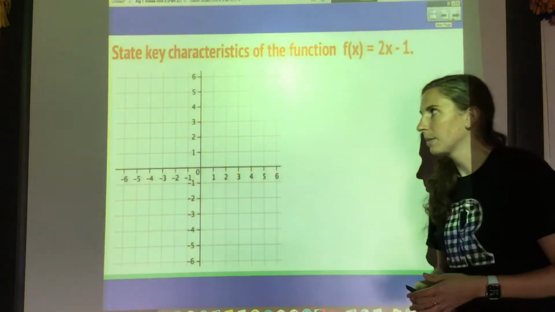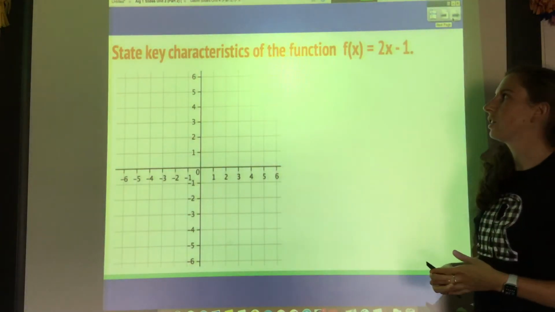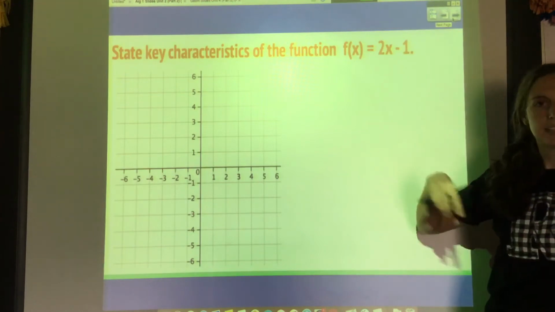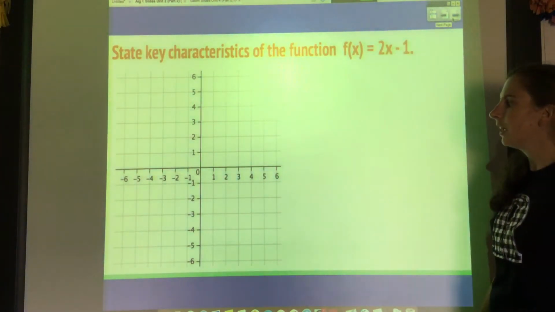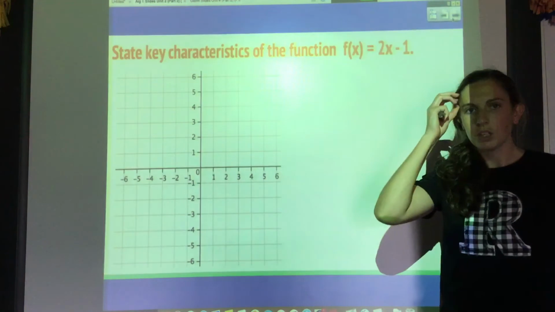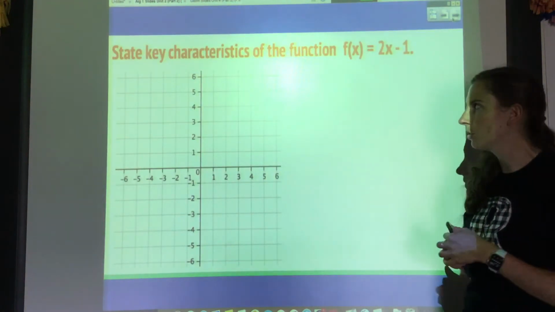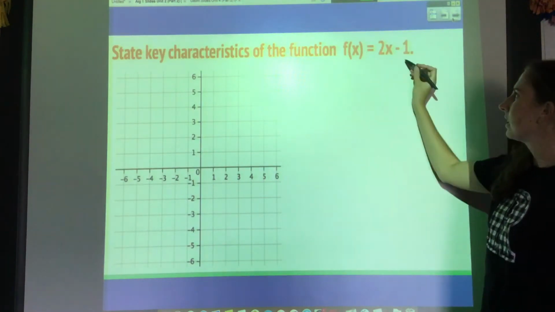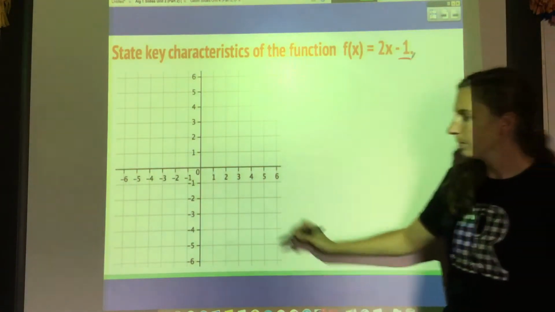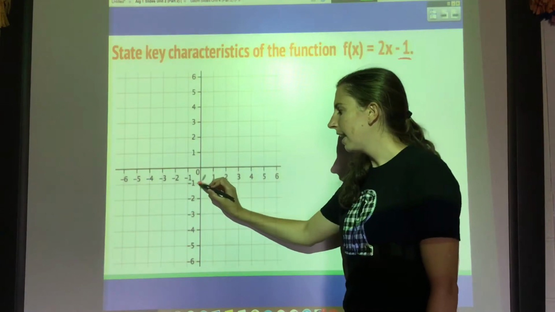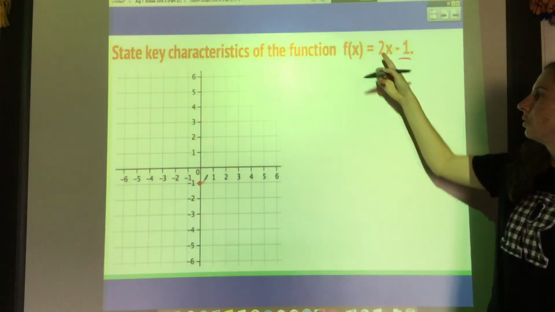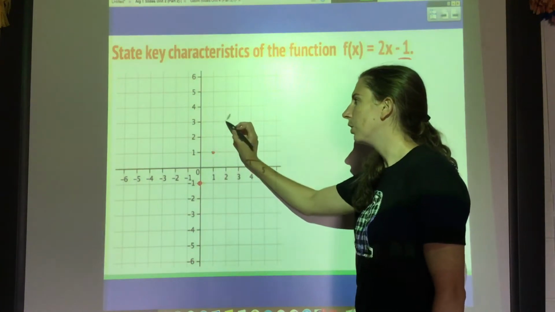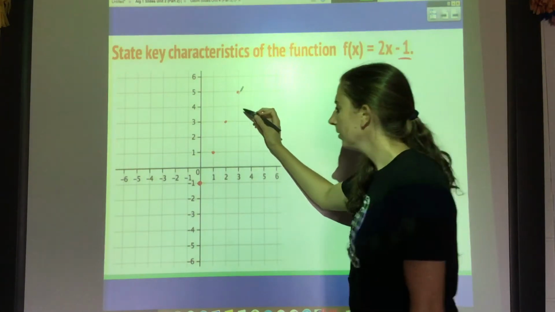So to do one full example here, if I want to state the key characteristics of this function, f of x equals 2x minus 1, that's a line, a linear function, it might be helpful to graph it. You can do this in your calculator or on Desmos, or just by hand. It doesn't take very long to graph this by hand. It's got a y-intercept of -1, so we'll start here, and it has a slope of 2, so 2 over 1, rise 2 over 1, and so on.